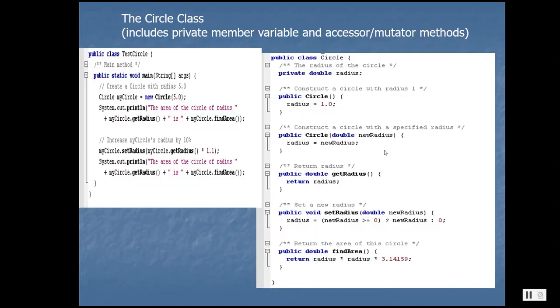Now we'll be looking at this example here, which has a class called TestCircle. Oftentimes we call this the driver class or the application class. It's the one that has the main method. And here's this other class called Circle. And this other class is a public class, so it can be used by anybody. But it has a private member variable, but it has public methods. And we'll see what all that means as we progress through this.